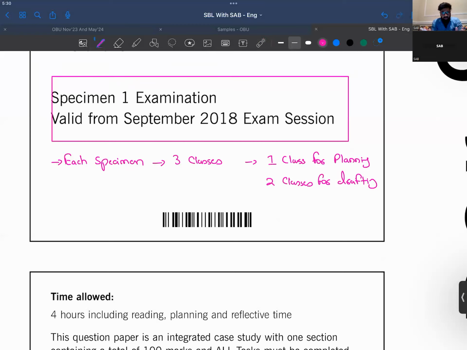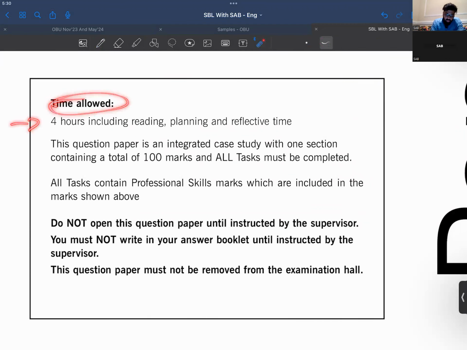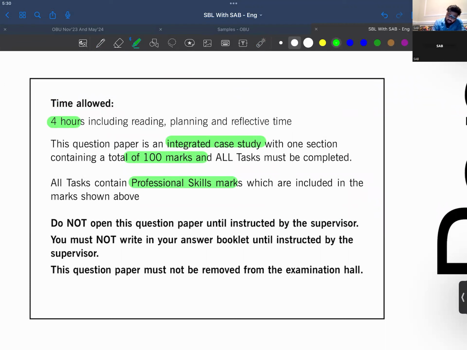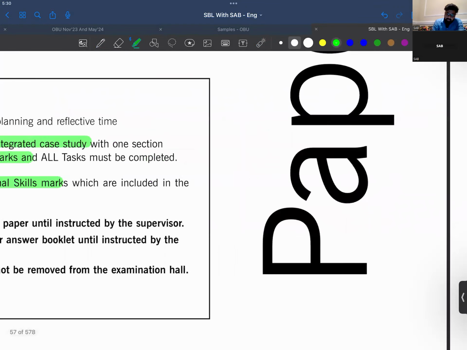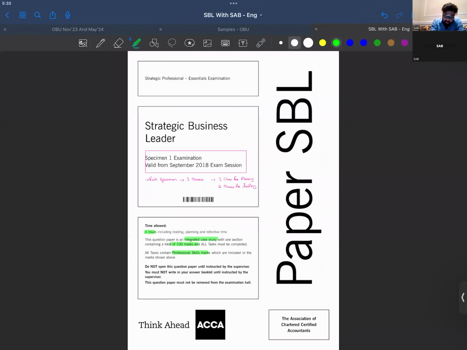Now obviously this is SBL's old material exam, the old type exam. It was of 4 hours. The new exam is of 3 hours and 15 minutes. The question is an integrated case study with one section containing 100 marks. All tasks contain professional skill marks, which are included in the marks shown above. Do not open this question paper until instructed by the supervisor, and all that. So here it is.